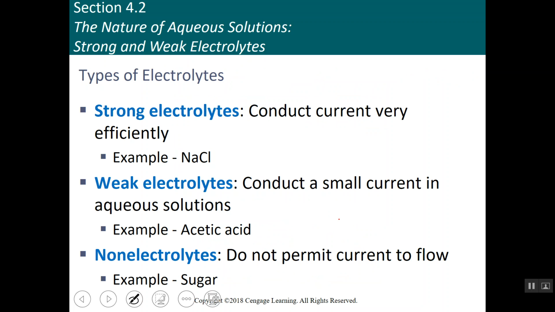If something conducts current very well, like in example A, that's considered a strong electrolyte. If it conducts a small current in aqueous solutions, so for example, acetic acid, the basis of vinegar, will conduct a small current because it breaks apart a little bit, but not every single molecule of acetic acid breaks apart. Considered a weak acid as well as a weak electrolyte. And then a non-electrolyte would be sugar, because sugar does not break into ions at all. And so if it's put into pure water, it doesn't change how the current flows.